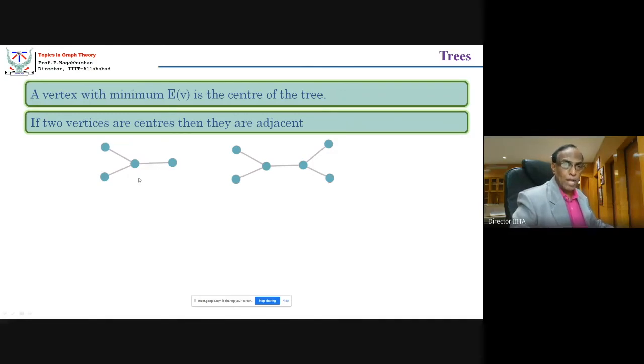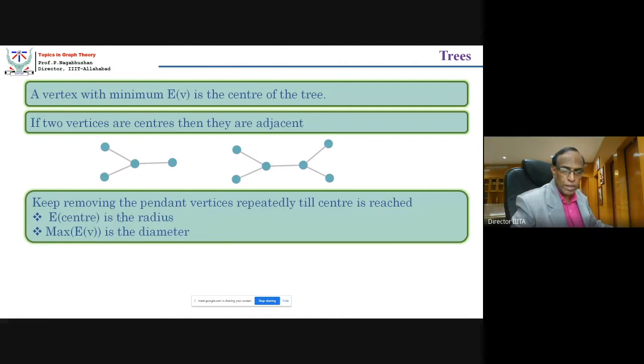So now to find out the tree center, one algorithm is to tabulate all eccentricities and choose that vertex whose eccentricity is minimum. Another is you just peel off all these pendant vertices. Just remove the pendant vertices. Then you are left with only one vertex, which should be the center. You keep on removing the pendant vertices. So there are two algorithms. Number one, keep removing the pendant vertices repeatedly till the center is reached.